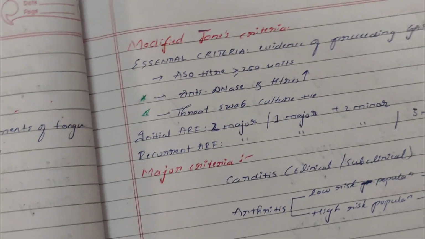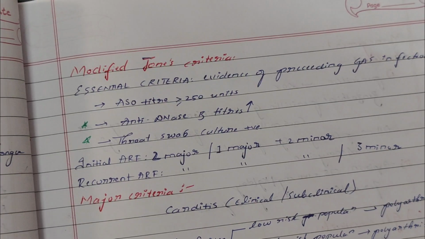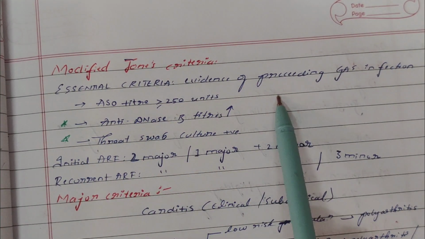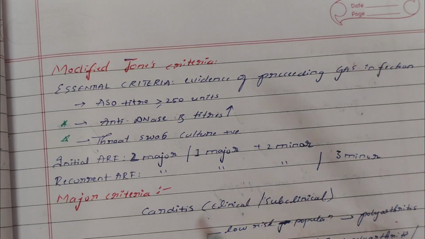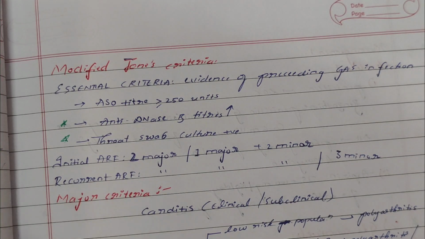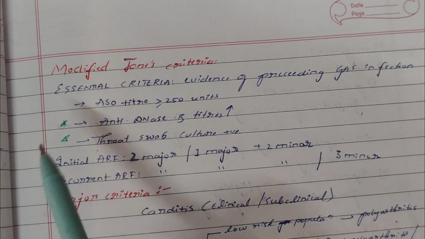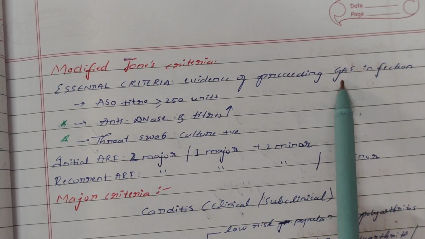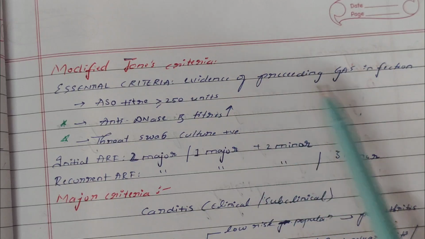And coming to the modified Jones criteria, the essential criterion is that there should be evidence of preceding group A streptococcal infection. If you have already suffered with this group A streptococcal infection, you will be having rheumatic heart disease, or else there is no point of getting rheumatic heart disease; I mean, in 60% of the people at least. So there should be evidence of preceding group A streptococcal infection. How can we get this evidence?